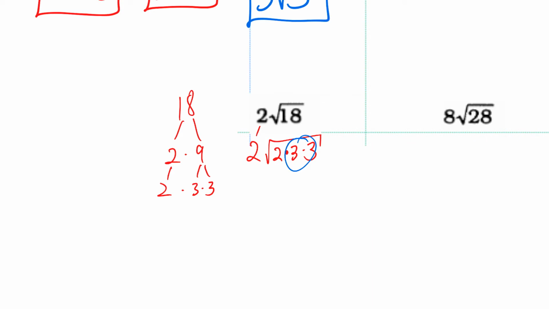So I've got one pair of 3s. So that's going to be a 3 to the outside. And on the outside, I brought out a 3. There was already a 2 there. So I do the 3 times the 2 that was already there. We get 6 on the outside. And then 2 is left on the inside by itself. 6 square roots of 2.